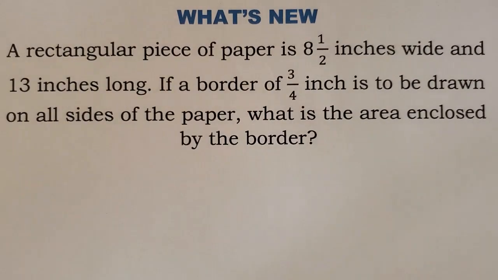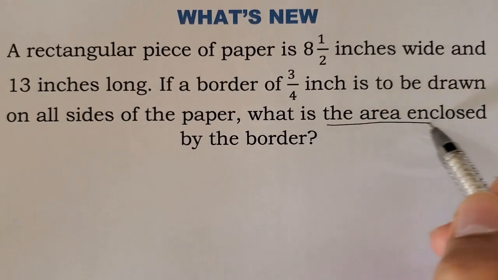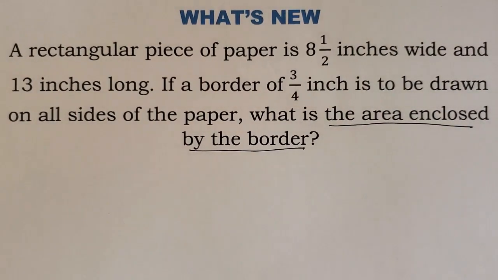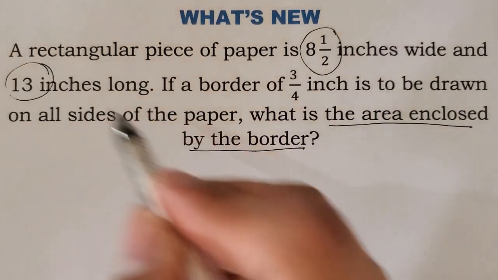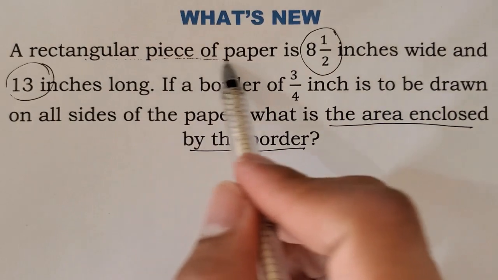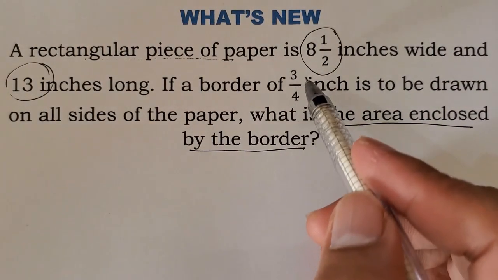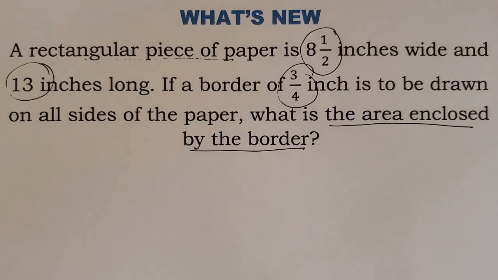Let us now proceed to our last opening problem, which is: a rectangular piece of paper is 8 and 1/2 inches wide and 13 inches long. If a border of 3/4 inch is to be drawn on all sides of the paper, what is the area enclosed by the border? Of course, what we are looking for here is the area enclosed by the border. Our given here are the following: 8 and 1/2 inches wide and 13 inches long of that rectangular piece of paper. And of course, we do have a border which is 3/4 inch drawn on all sides.